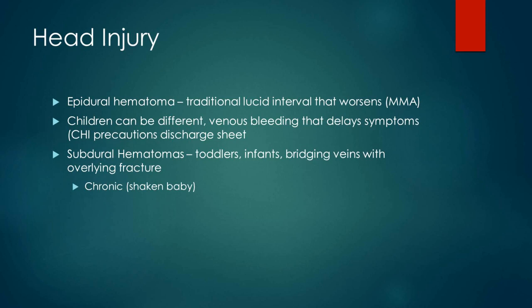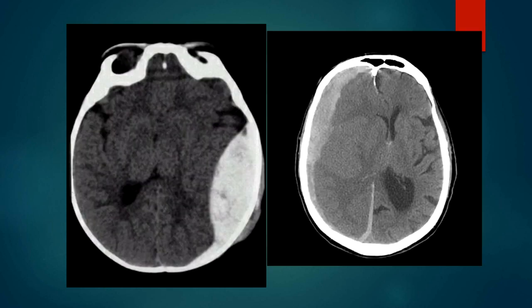Subdural hematomas, toddlers, infants, again, bridging veins with overlying fracture. This is a common finding in children with shaken baby. So, epidural there on the left, subdural there on the right. Neither are good findings and are concerning. They need admission and pediatric neurosurgery.